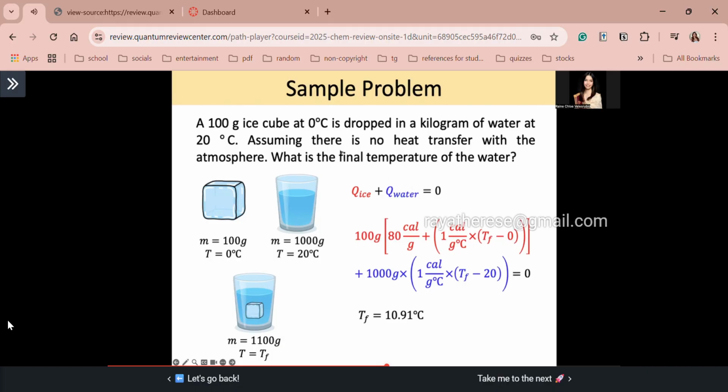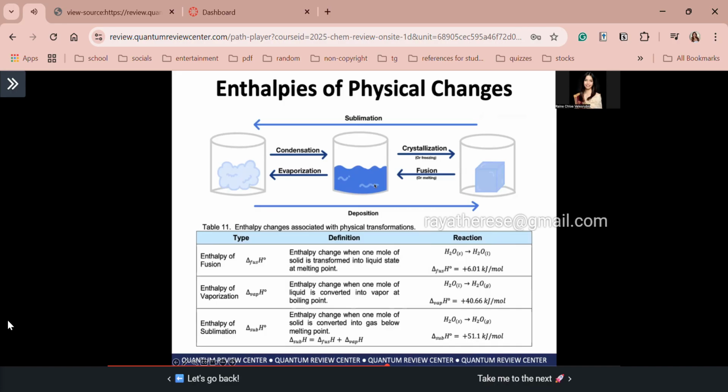Okay? Yan. So in summary, these are the enthalpy changes associated with physical transformation. So again, we have enthalpy of fusion. So it is the enthalpy change when 1 mole of solid is transformed into a liquid. So ito yung nangyayari pag may melting. Okay? Enthalpy of fusion yun. Okay? So for example, when water, ice as water, becomes liquid water.